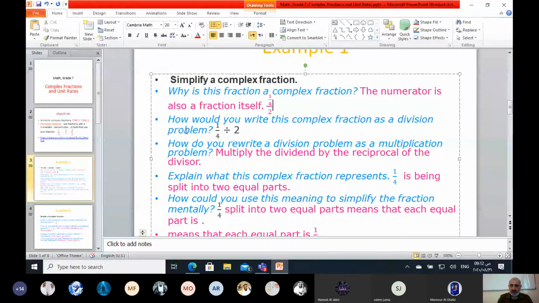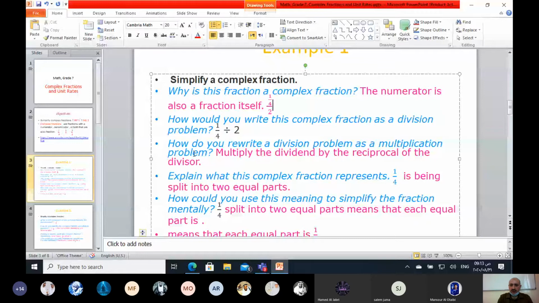Question now. How would you write a complex fraction as a division problem? How to change from fraction to division? Just remove the line here and put the sign of division. So 1 over 4 up, write it here. Then remove the line and put the sign of division. Then the denominator, put it here. So the first number is the numerator, the second number is the denominator. So now we have 1 over 4 divided by 2.